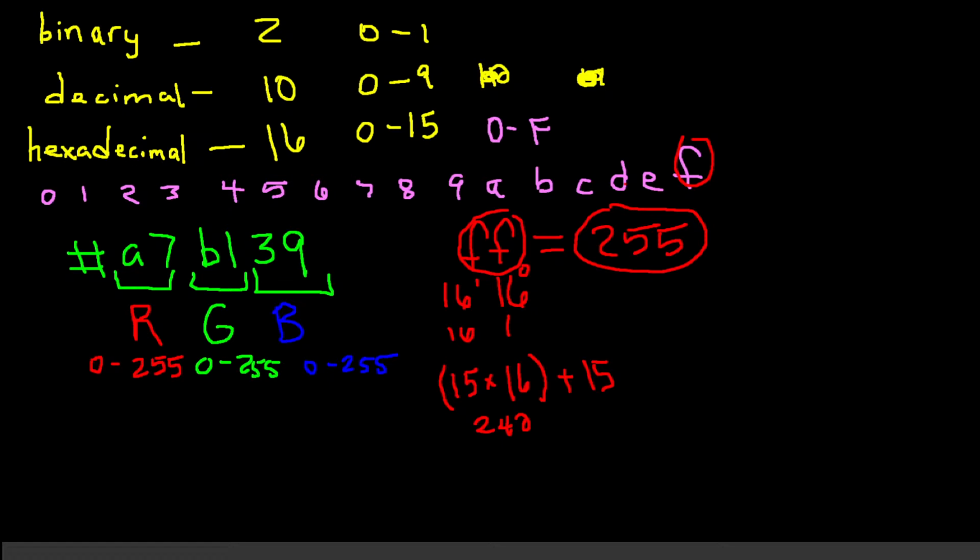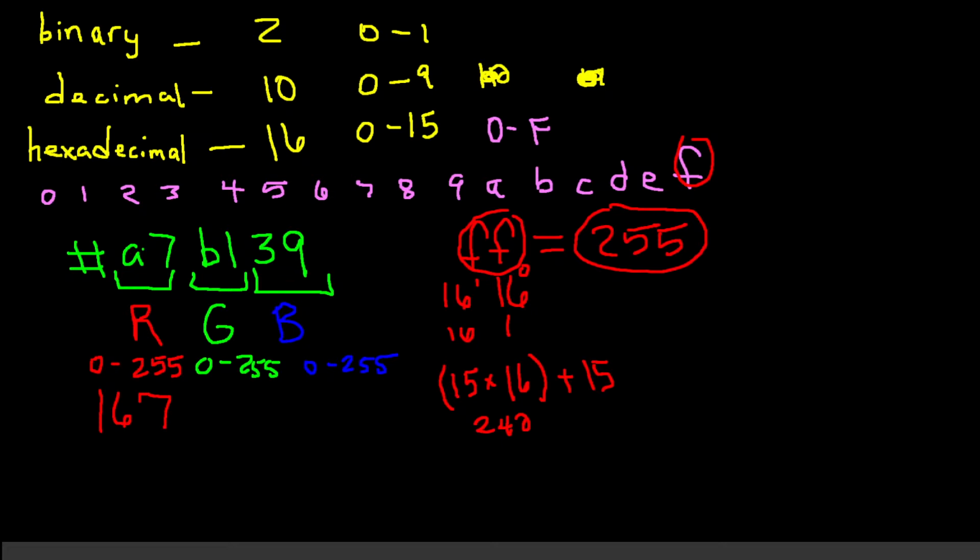So if we look at our A7B139 here, it's going to be A, which is 10. Right, 0, 1, 2, 3, 4, 5, 6, 7, 8, 9, A. So A is 10. That's some easy math right there. 10 times 16 is 160, plus 7 is 167. So A7 is the equivalent of 167 in decimal.